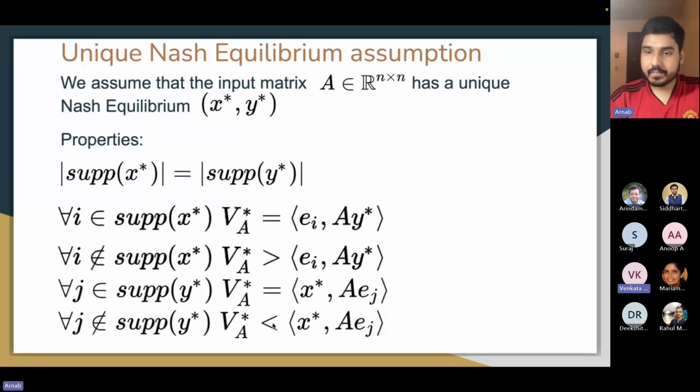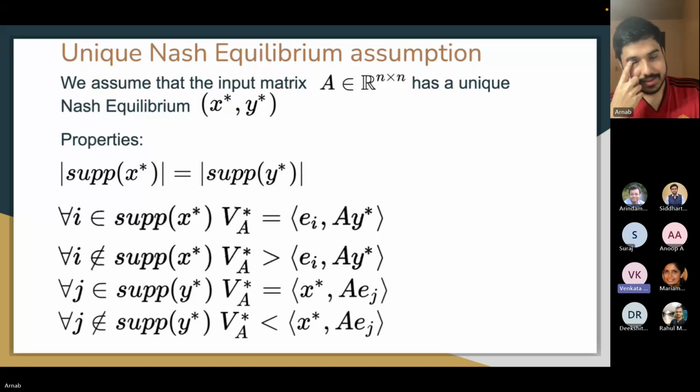Arnab, one question from Arindam: he asked if there is any intuition why the supports have the same size, like some connections with low column rank, low row rank. Yeah, there are those connections actually. The proof at the end uses these kinds of facts.